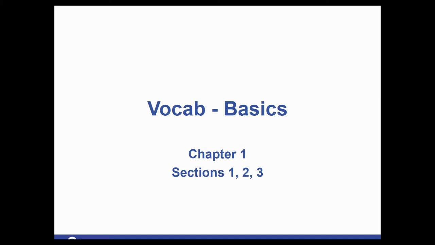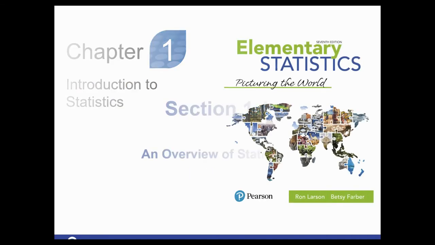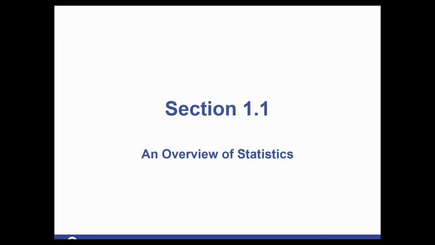Vocab basics. This is coming from chapter 1 of our e-text, sections 1, 2, and 3. It's pulling from all 3 of them. So this is an overview of statistics in our first section. There are a lot of definitions and key terms that you should know, but also pay attention as we're going through this to examples of the situations. Oftentimes the problems are going to be set up where it's a situation and then you have to identify the term that's being highlighted.